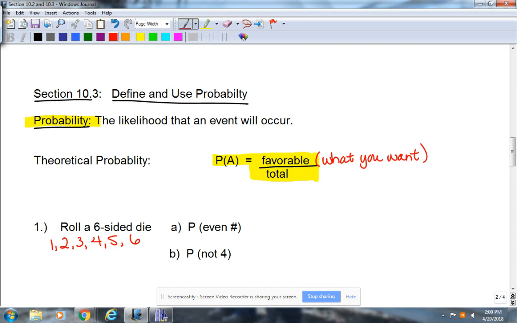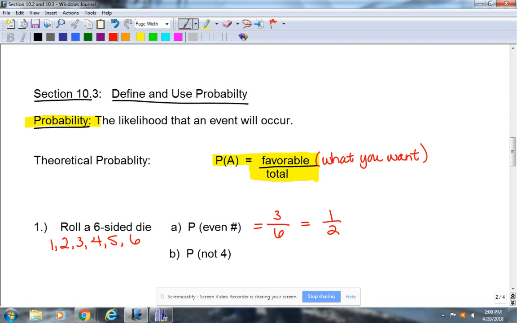What's the probability that I roll an even number? Well, how many even numbers are on a die? 3. That's my favorable. There's 3 even numbers on a die. How many total numbers are on a die? 6. And then you reduce the fraction. Favorable over total, reduce it, you get a half. And that reduces to 50%. Well, we're going to leave them fractions. But yes, you have a 50% chance of rolling an even number.